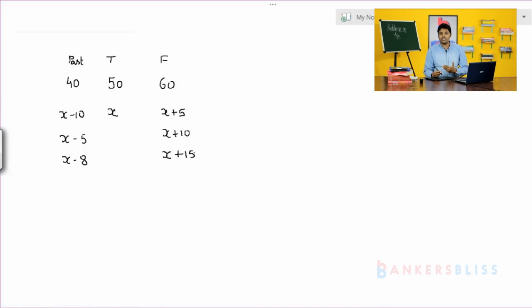So to the present age you have to add the years. For example, 10 years after means you have to add 10 to the present age. So if the present age is x, after 10 years means x plus 10. While solving the problems, don't depend on x. Just to explain, I took x as the variable.